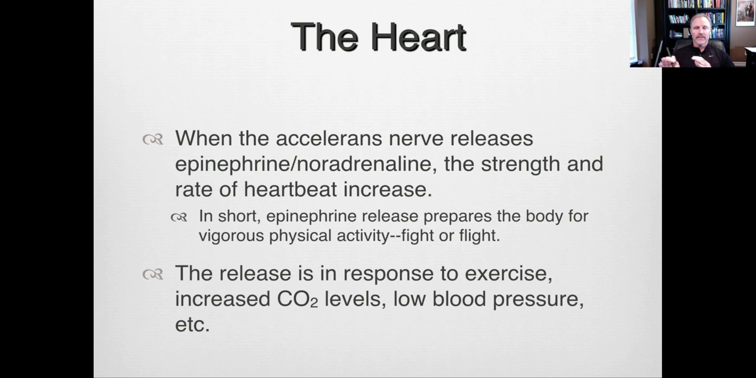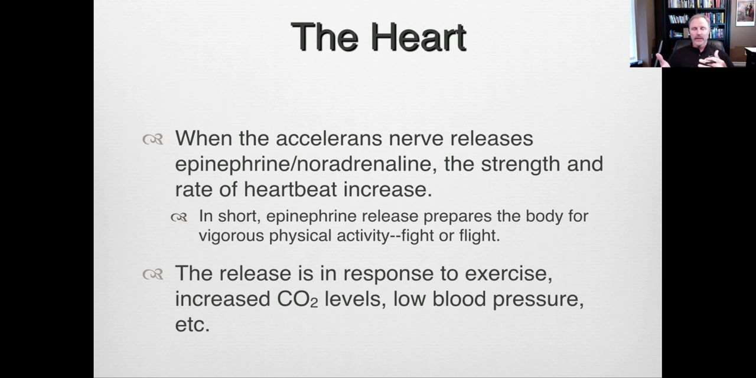Okay, so when the accelerans nerve receives the signal, for instance, you get startled. Your heart starts beating fast, and what's happening is the accelerans nerve is receiving some signal from the base of the brainstem, where the basic functions, for instance the fight or flight system, originate. That's going to dump the adrenaline or the epinephrine onto the SA node, and that's going to act to increase the strength and rate of contractions of the heartbeat. Okay.